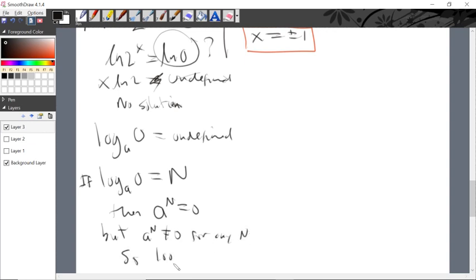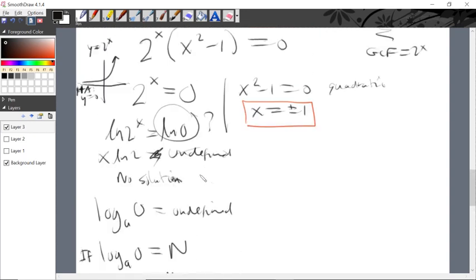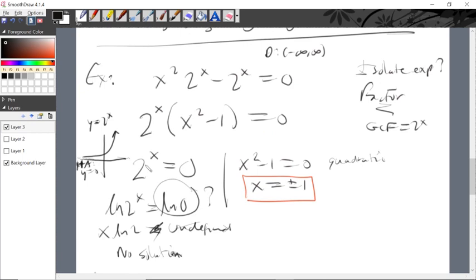So, log base a of 0 does not exist. In other words, it is undefined. You cannot take the log of 0, no matter what base you select, because there is no exponential that would output 0, for any base or for any exponent. So 2 to the x is equal to 0 has no solution. That's not possible. But x squared minus 1, that can equal 0.